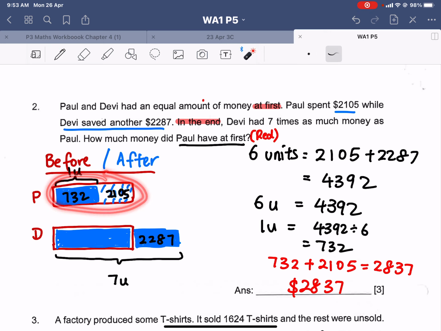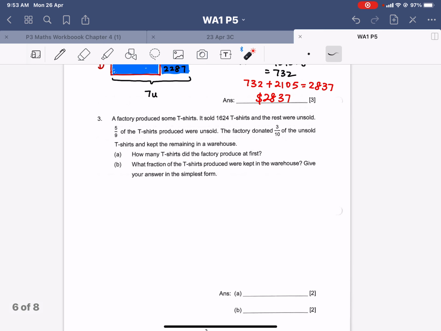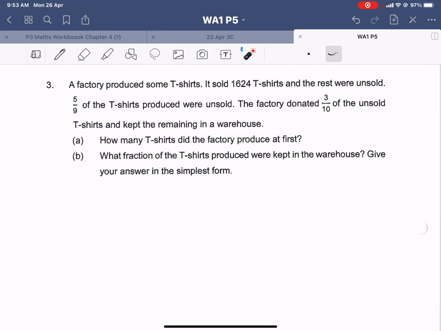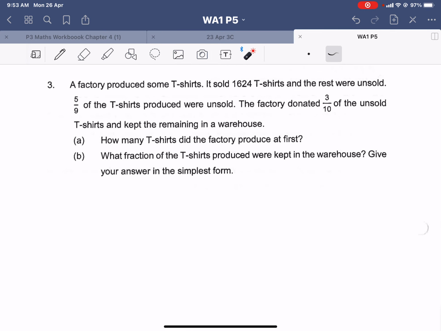Alright, so that's question number 2. Question number 3. A factory produced some t-shirts. It sold 1,000 over and the rest were unsold. So again, because of the unsold and sold part, we know this is about remainder, fraction of a remainder. We know that branching can work here.